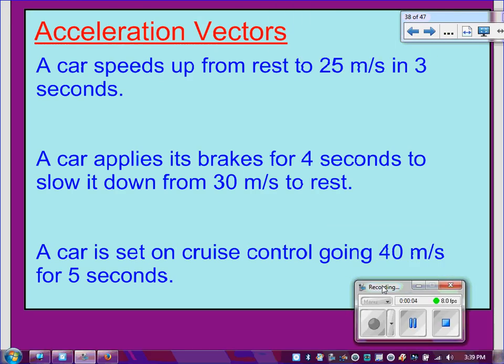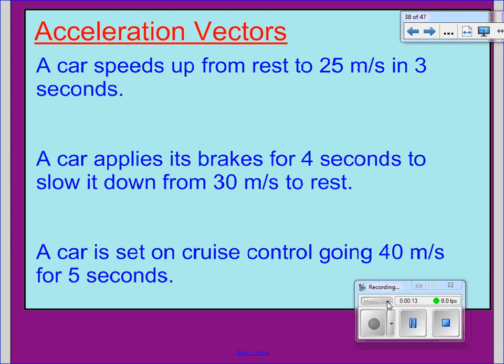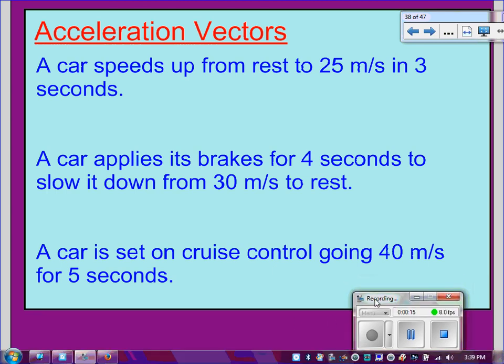In this video lesson, we're going to cover two topics. We're going to cover acceleration vectors and how those look in motion maps, and we're also going to cover instantaneous velocity. So let's go ahead and get started with acceleration vectors. What I have on the screen right now are three separate situations.